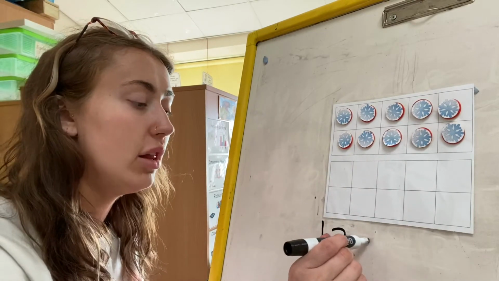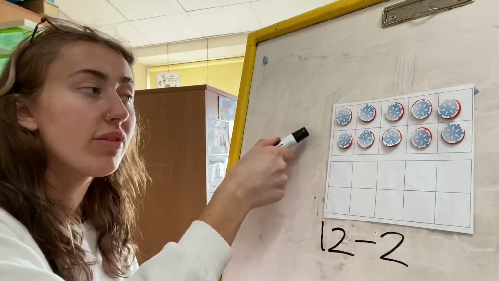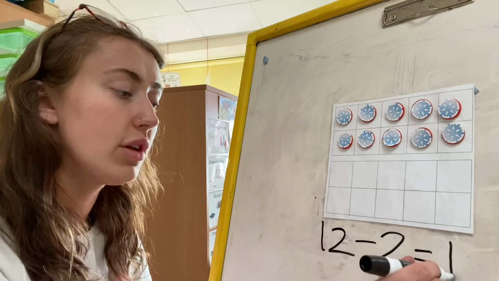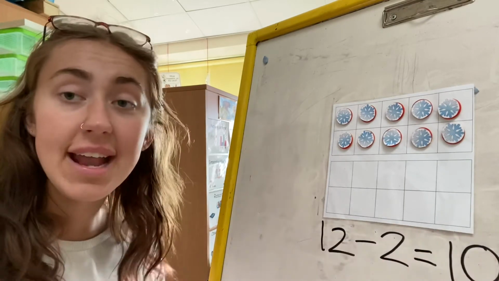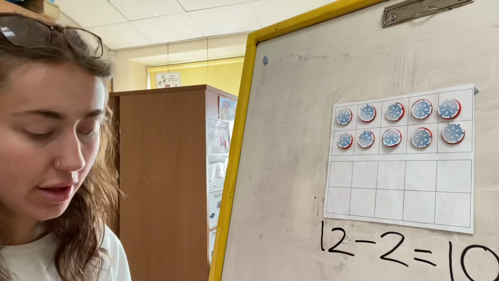So 12 subtract 2. How many have we got left? So we've got 1 ten and no 1s. So that means that 12 subtract 2 equals 10. Well done. Now we're going to try something a bit different.